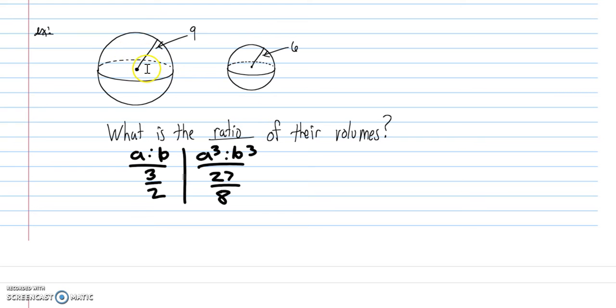The volume of this one would be 4/3 times pi times 9 cubed. The volume of this one is 4/3 times pi times 6 cubed. And if you start simplifying those things down, the 4/3 pi cancel out. We get 9 cubed over 6 cubed, which is going to simplify down then to this 27/8 answer.